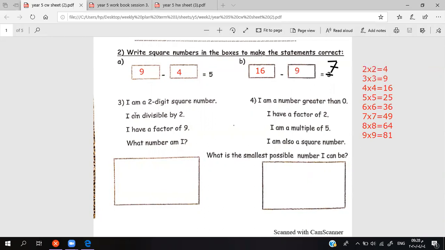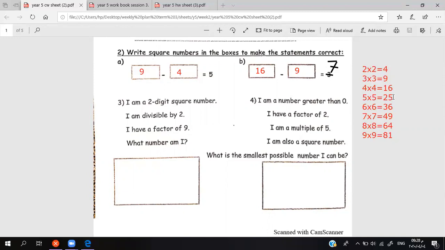I'm a two-digit square number. So we are talking about the numbers from 16 onward. I have a factor of 9. What does that mean? It means that I can multiply. My factors include a 9. Let me see. Anything times 9 gives me a 16?